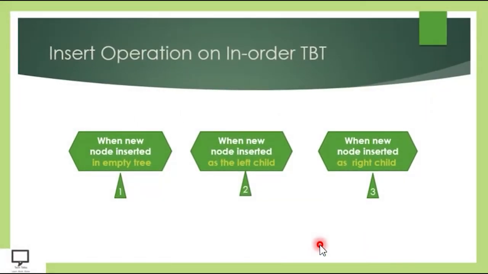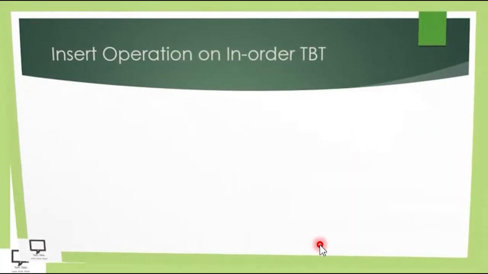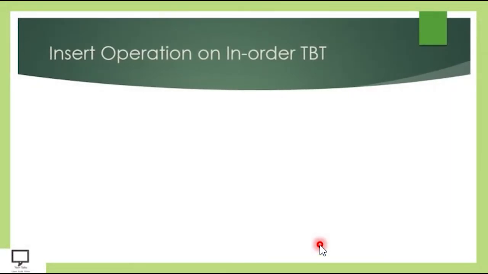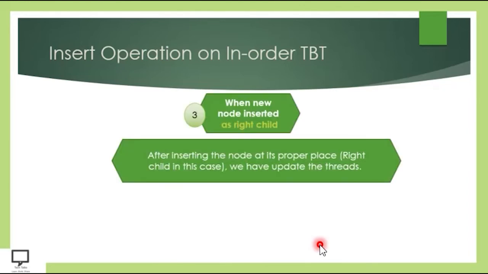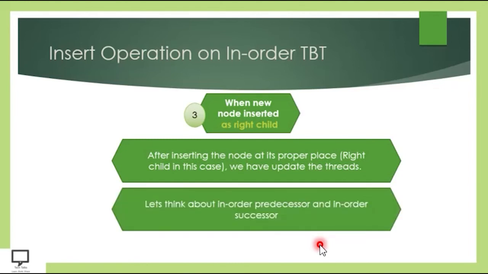Let's move forward to the next case, which is insertion of a node as a right child. Let's consider the same tree and what things we have to take care of while inserting a right child. As I have explained previously, after insertion of the node at its proper position, that is right in this case, we have to update the threads. Let's think about the in order predecessor and in order successor of the newly inserted node.